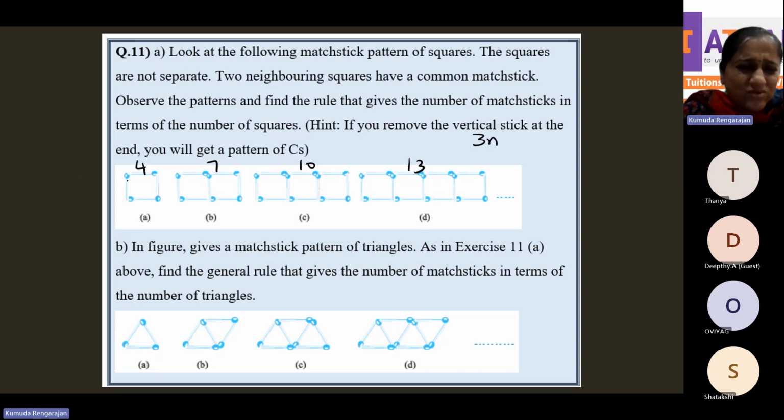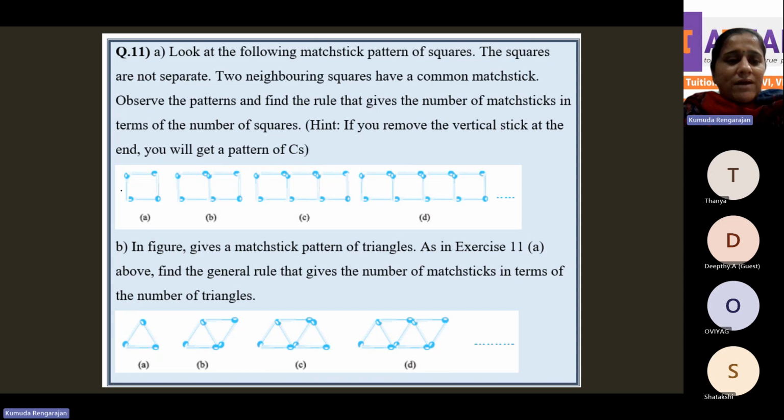Now just take the first one. You don't have to take everything and try. Just take the first number. Now 3 into 1, take n as 1. 3 into 1 is 3. But the answer here you have is 4, so plus 1. So 3n plus 1 is the rule.